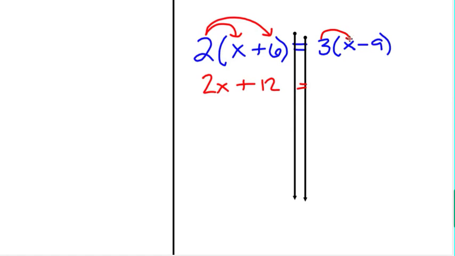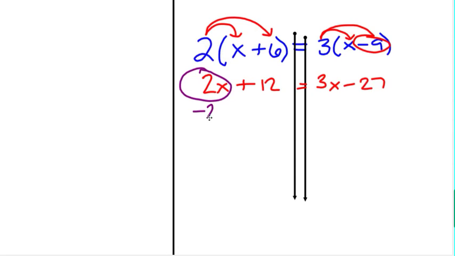3 times x is 3x. 3 times a -9 is -27. So now I ask myself yet again, what am I solving for? X. In this case, there are 2 of them, so I need to get them together. To get these x's together, I'm going to take this 2x and move it over here.